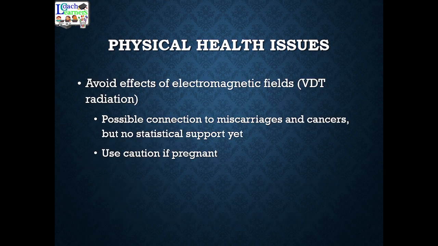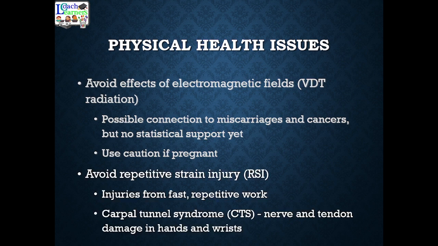Or we can still go ahead and check on the electromagnetic fields, right? You can avoid them because of a possible connection to miscarriages, right? Use caution if pregnant. Avoid repetitive strain injury. These are injuries that can result from repetitive work. We also have carpal tunnel syndrome, right? So these are damages in the hands and wrist.